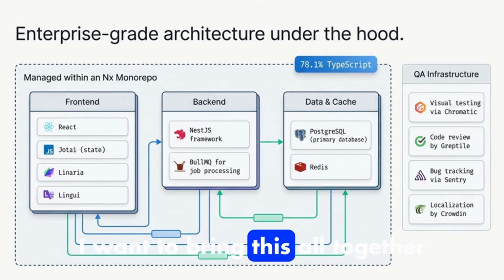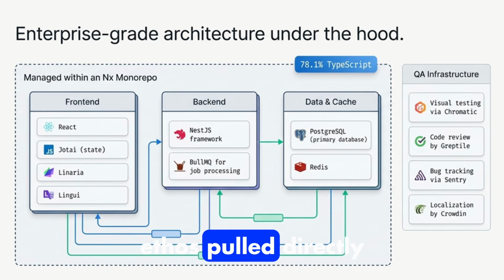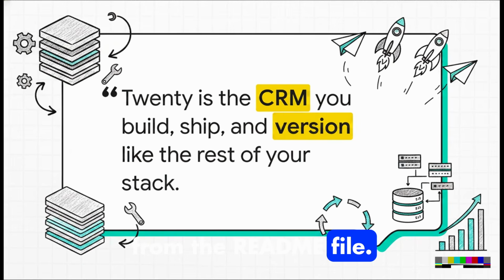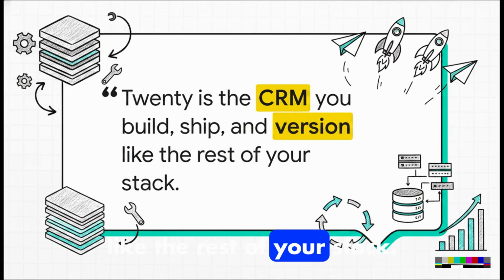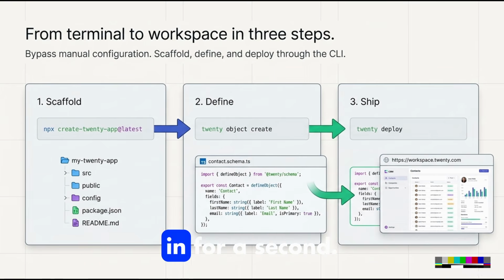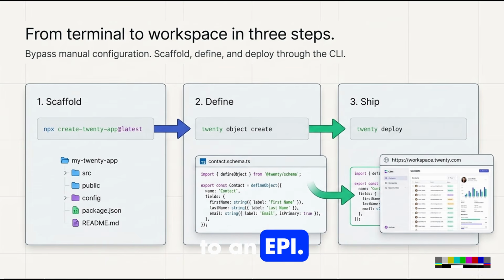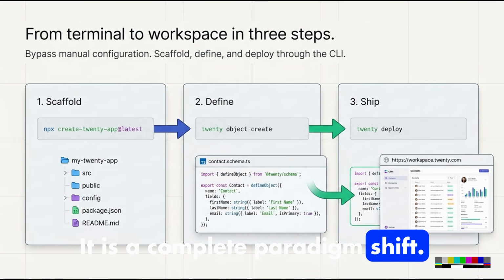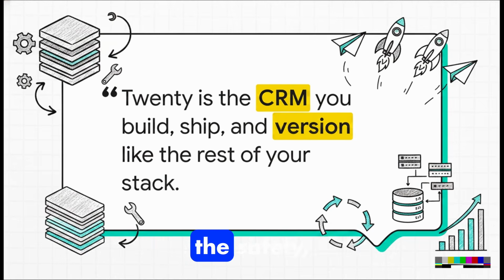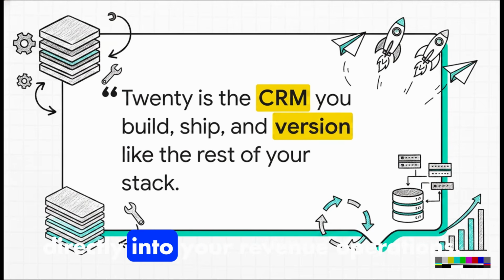I want to bring this all together by reiterating the core ethos pulled directly from the README file. 20 is the CRM you build, ship, and version like the rest of your stack. Seriously, let that sink in for a second. This goes so far beyond just having access to an API. It is a complete paradigm shift. It's all about bringing the rigor, the safety, and the absolute flexibility of modern software engineering directly into your revenue operations.